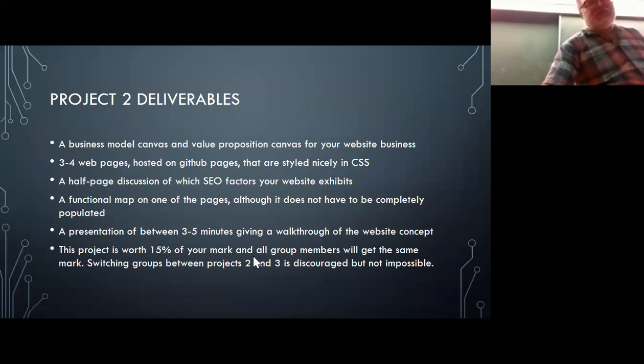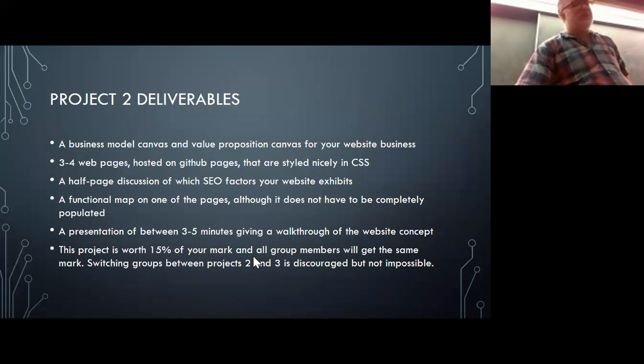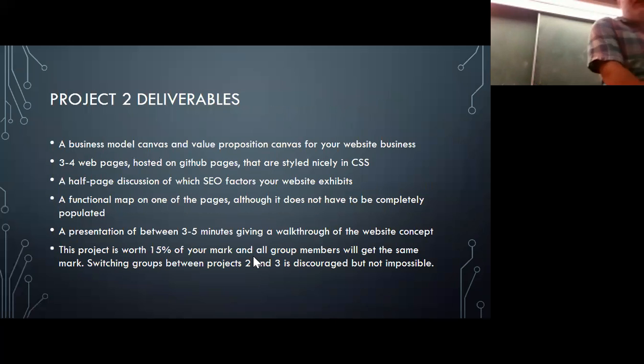The deliverables that we have out of this for project 2. A business model canvas and a value proposition canvas for your website are the first thing. The second thing is 3 to 4 web pages, and I'd like these web pages to be hosted on GitHub, of course, and also exposed through GitHub pages. Because this is a front-end project, we do not have a requirement for a back-end.